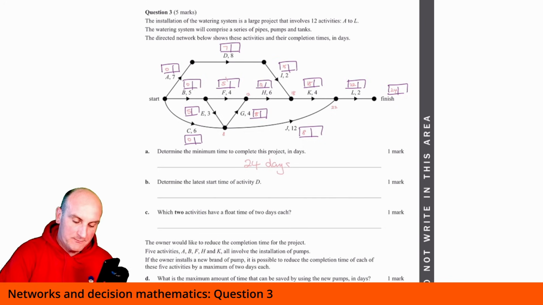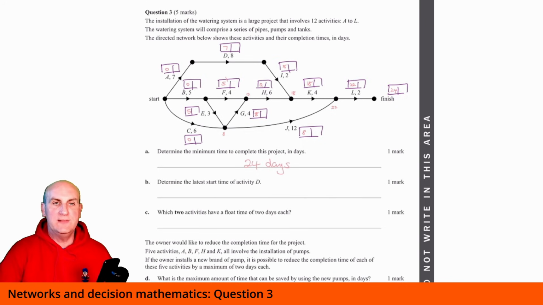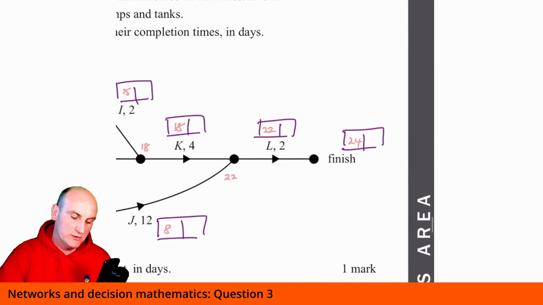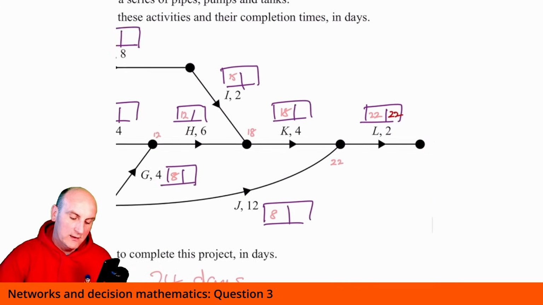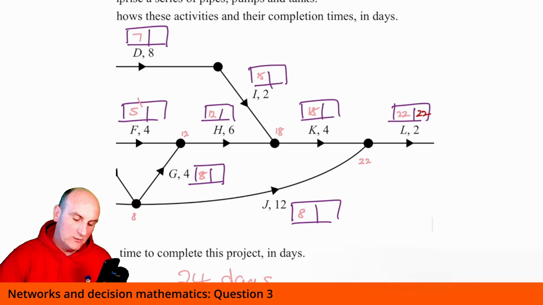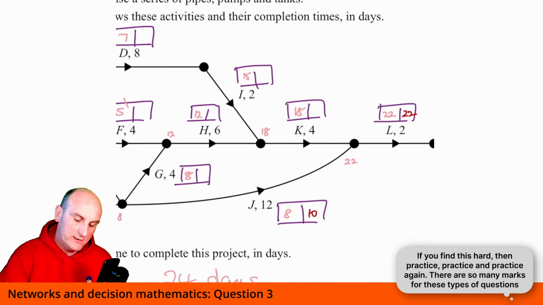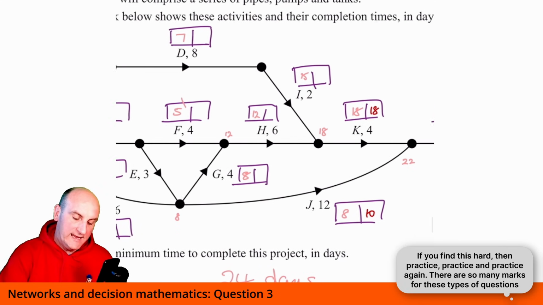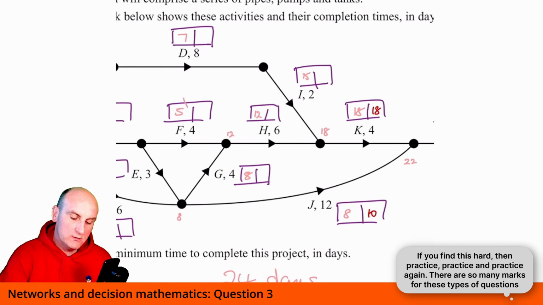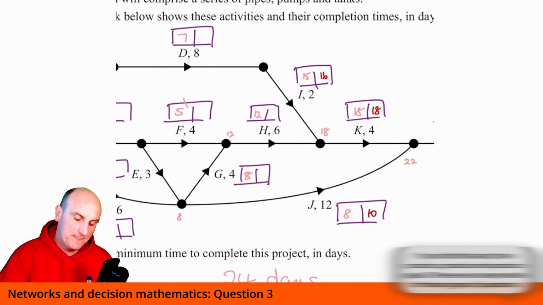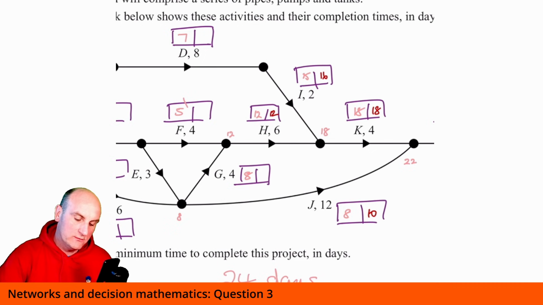And again, I'm writing that in pink. Who cares? Determine the latest start time of activity D. Right, well, for latest start times, guess what I've got to do? I've got a backward scan. So let's try and do this in a different color. So that's going to be 24. 24 minus 2 gives me 22. 22 minus 12 gives me 10. 22 minus 4 gives me 18. 18 minus 2 gives me 16. 18 minus 6 gives me 12.